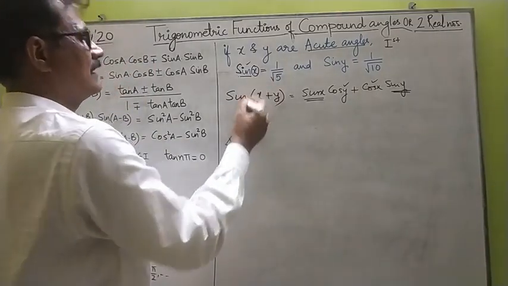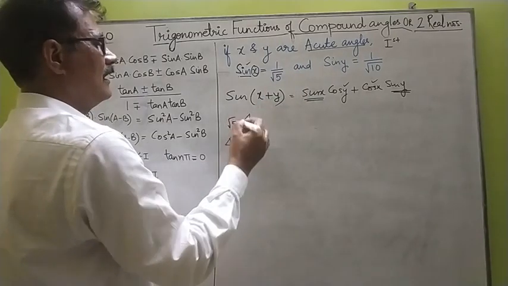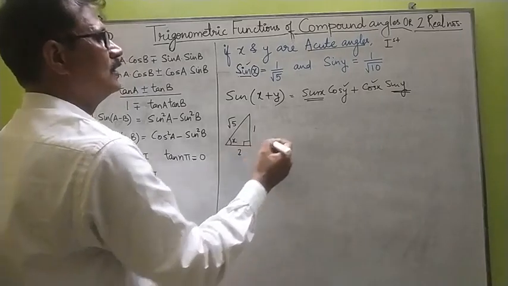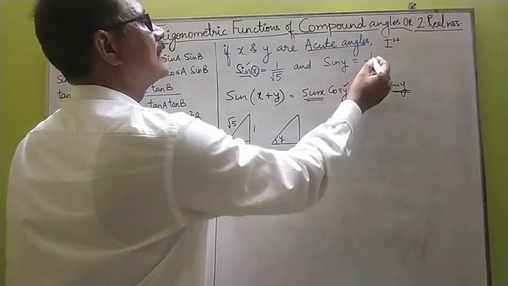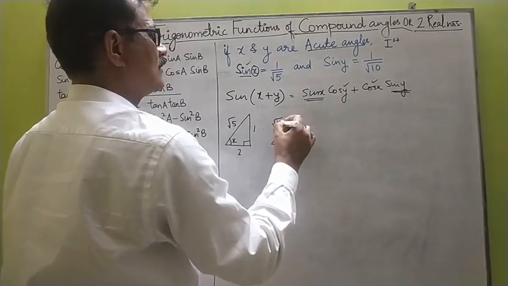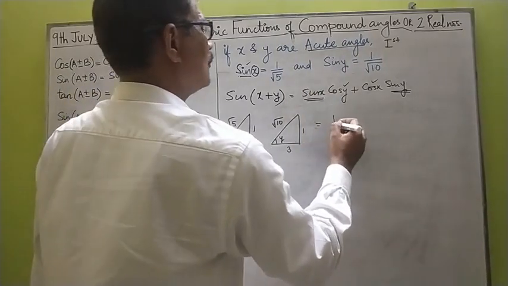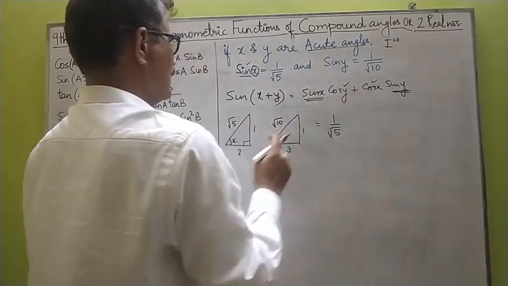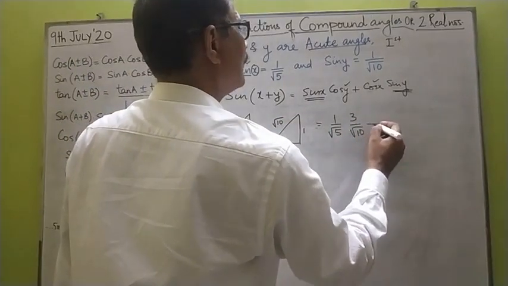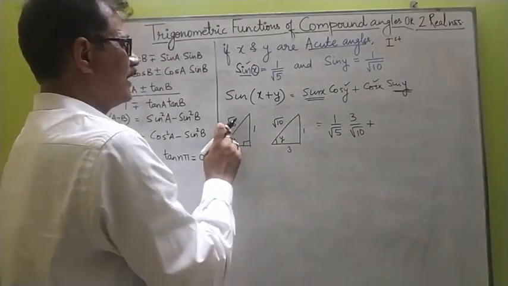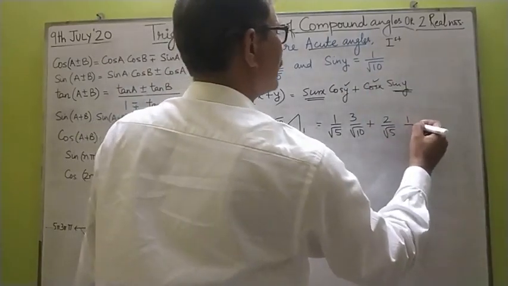Now, if you take this angle as x, sine is the ratio of perpendicular upon hypotenuse, so 1 upon root 5, and the base turns out to be 2. And in the same way, with respect to angle y, you are given sin y as 1 by root 10, so 1 is perpendicular, hypotenuse is root 10, and the base will turn out to be 3. Now we substitute the values here: sin x is 1 by root 5, cos y turns out to be 3 by root 10, plus cos x turns out to be 2 by root 5, and sin y is 1 by root 10.